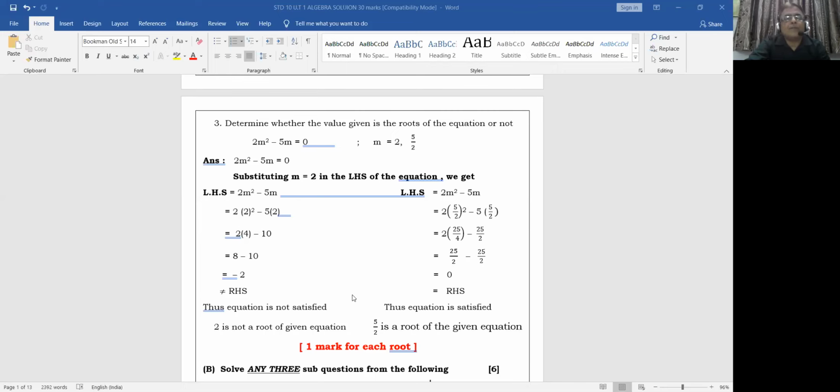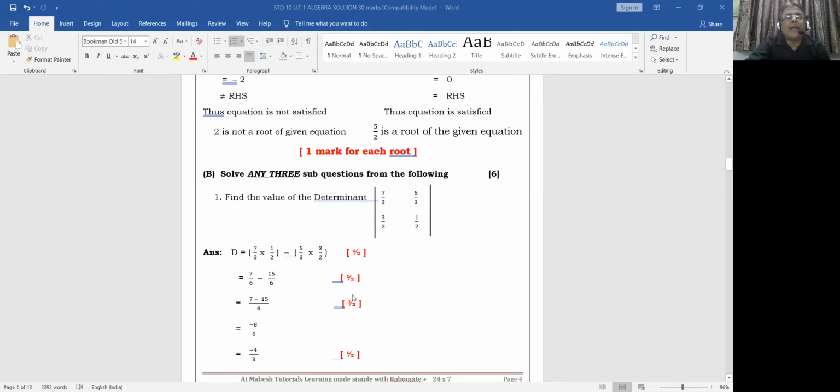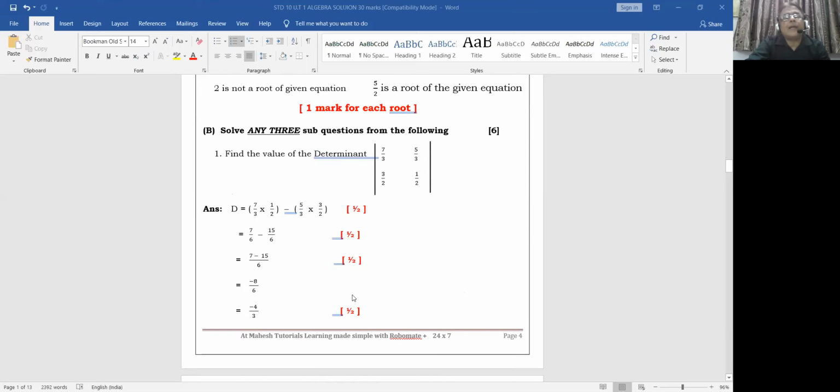Okay, the next one. We have to attempt any 3. Again, 2 marks each. Find the value of determinant. We know first we need to cross multiply here. Diagonally we will multiply and it is the difference here. So 7 upon 3 into 1 upon 2 minus 5 upon 3 into 3 upon 2. So I have written here, 7 upon 3 into 1 upon 2, I will get 7 upon 6. 5 upon 3 into 3 upon 2, you will get it 15 upon 6.